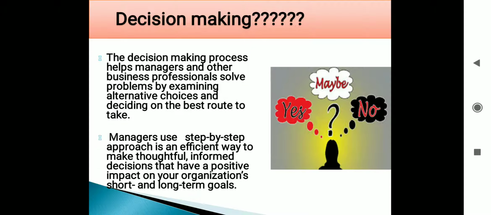So what is decision making? As far as an organization or a manager is concerned, the most dangerous and difficult task in an organization is decision making. Decision making helps a manager as well as a business professional to solve various issues existing in the organization by examining alternative choices and deciding the best route to take. Actually, decision making is a step-by-step procedure in which the manager chooses an efficient way to make a thoughtful and informed decision which has a positive impact on the organization's goal.